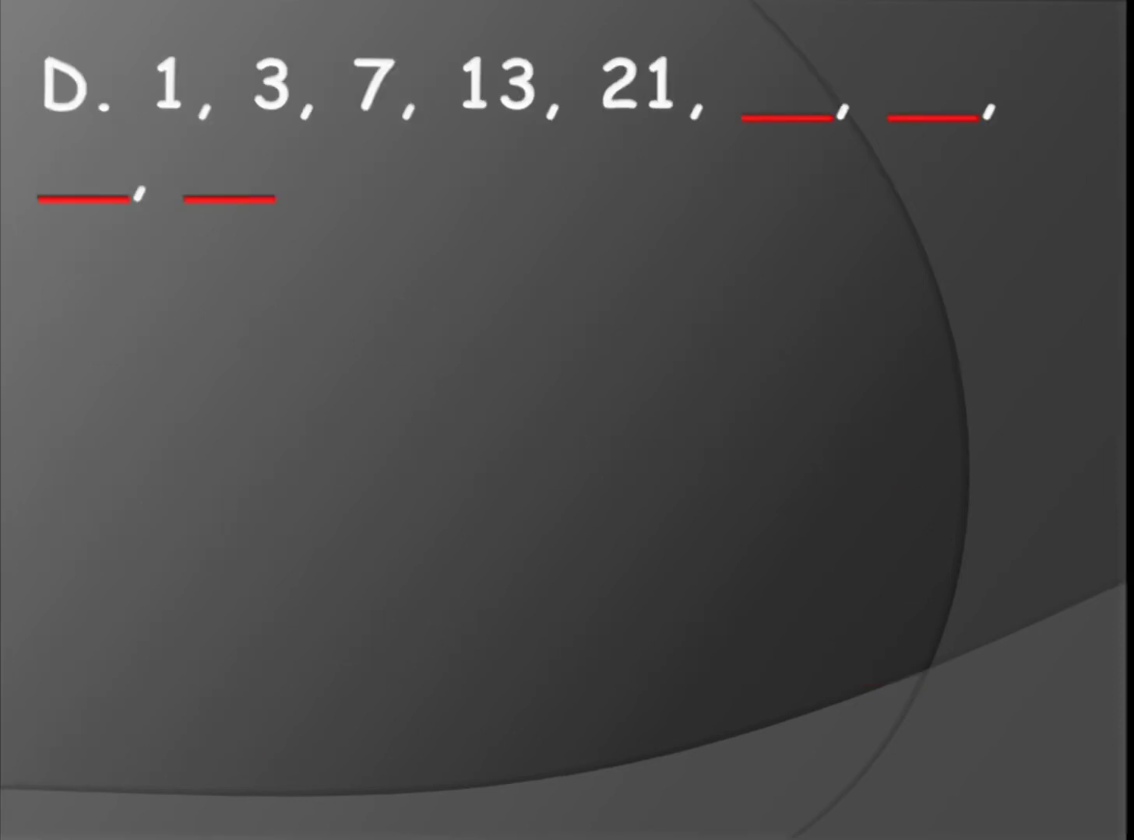So the numbers are 1, 3, 7, 13, 21. Dash, dash, dash and dash. Okay. So if you observe, children, for 1, if you add 2, 1 plus 2 will give us 3, isn't it? And for 3, if you add 4, then you will get 7. 3 plus 4 will give us 7.